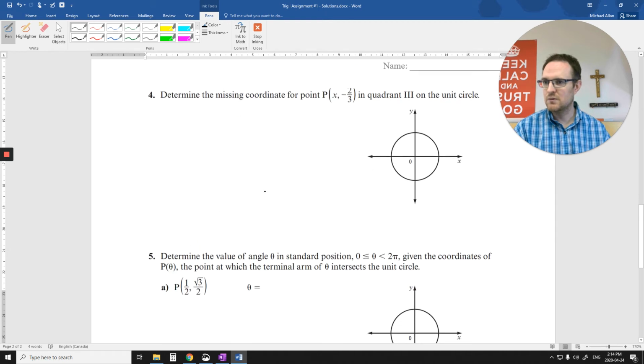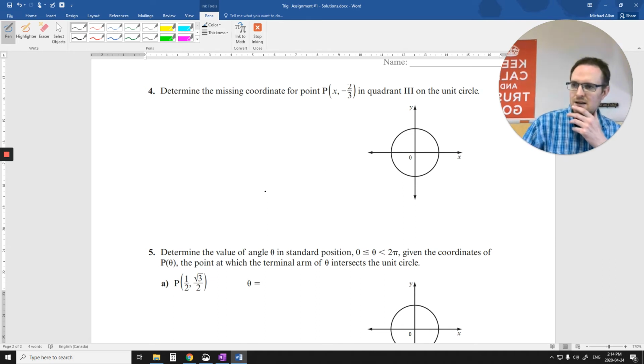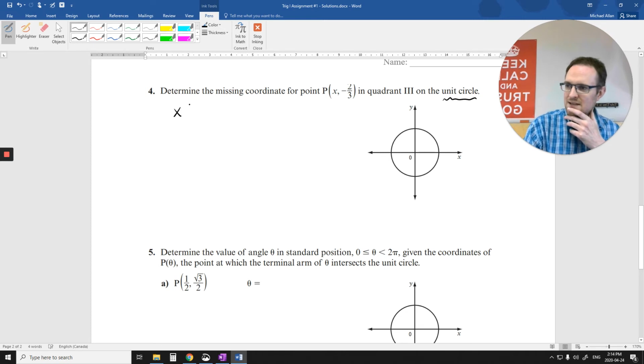Yeah, this is a pretty short one here, so let's keep on going. Determine the missing coordinate for point P. If this lands on the unit circle, that means it has to obey this equation, right? X squared plus y squared is equal to 1 squared. Then what we're going to do is we're just going to rearrange this for x.